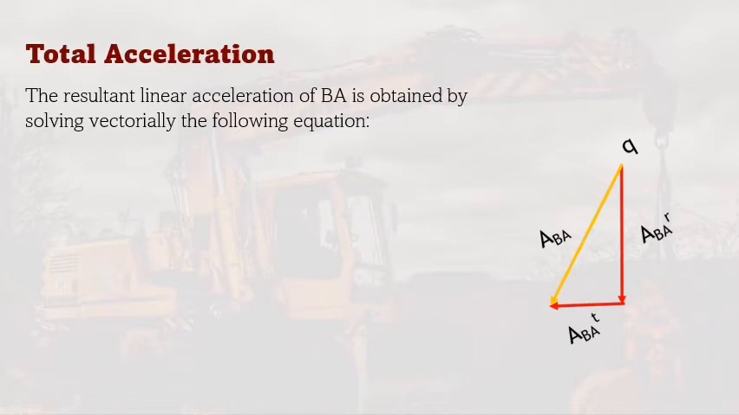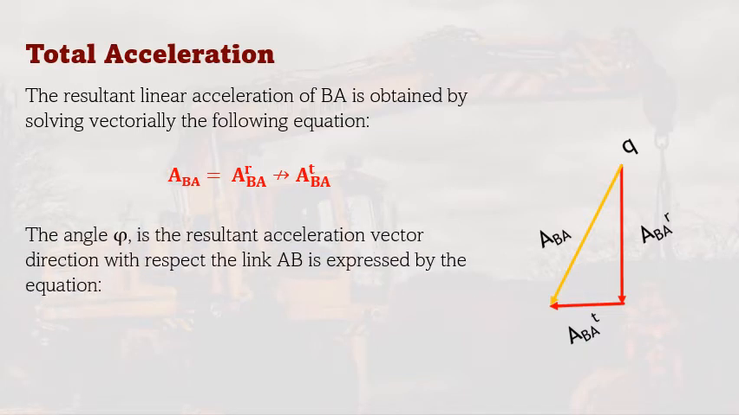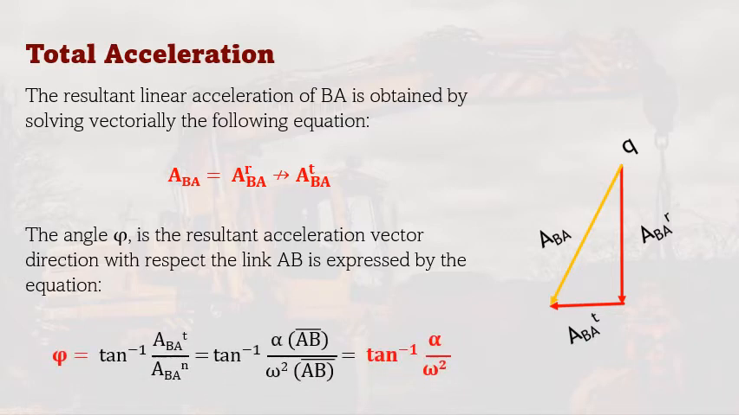So let us define another term, which is total acceleration. The total acceleration is the resultant linear acceleration of a point B relative to A, which is obtained by solving vectorially the following equation. So the total acceleration of B relative to A is just the vector sum of the radial and the tangential component, as you can see here in the diagram. The angle is the resultant acceleration vector direction with respect to the link AB and is expressed by the equation that you can see in the slide.